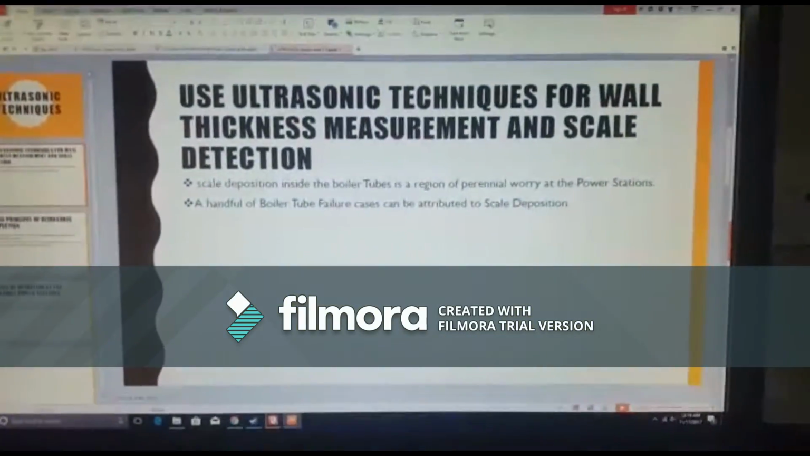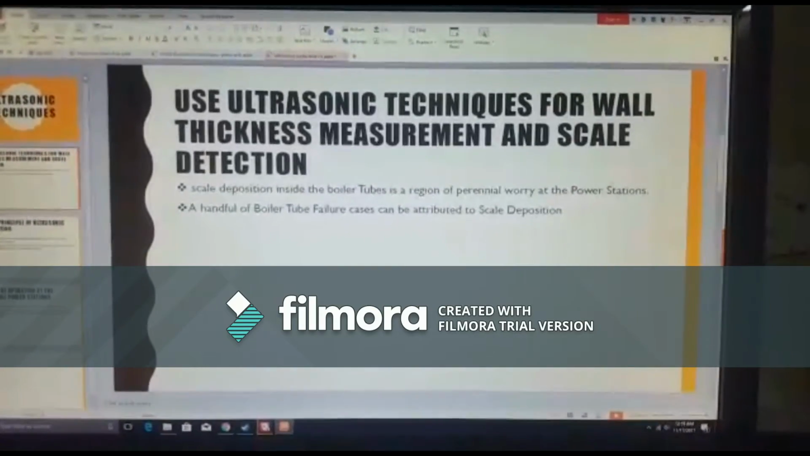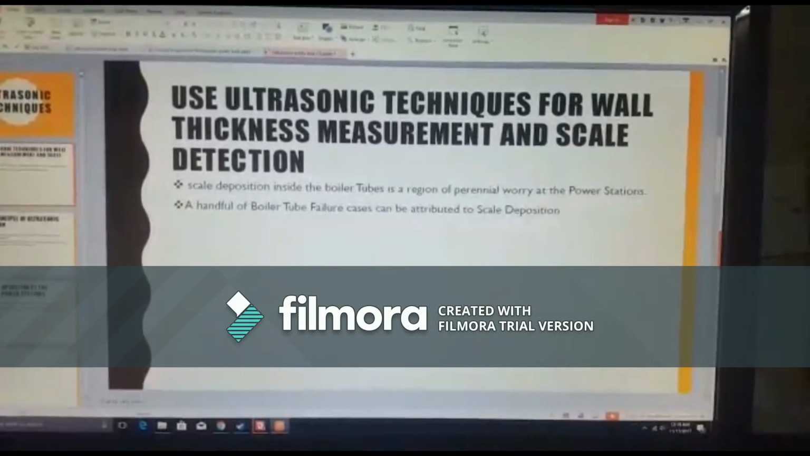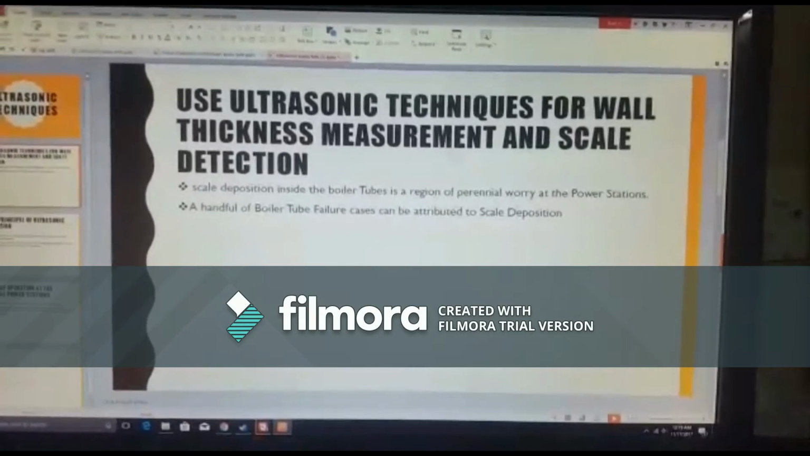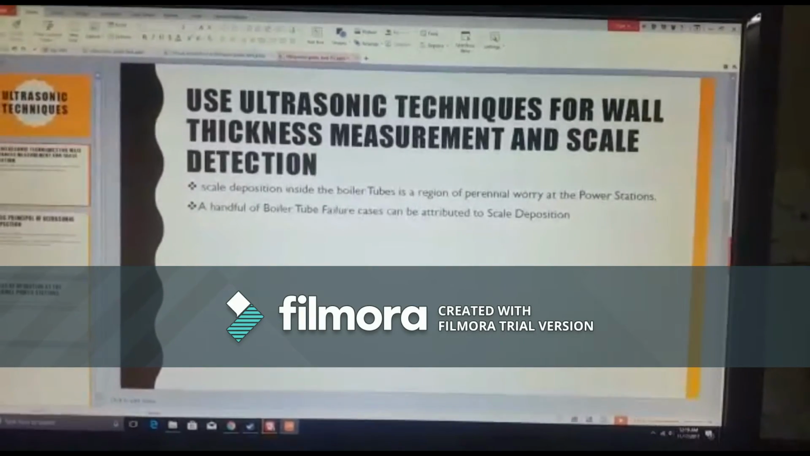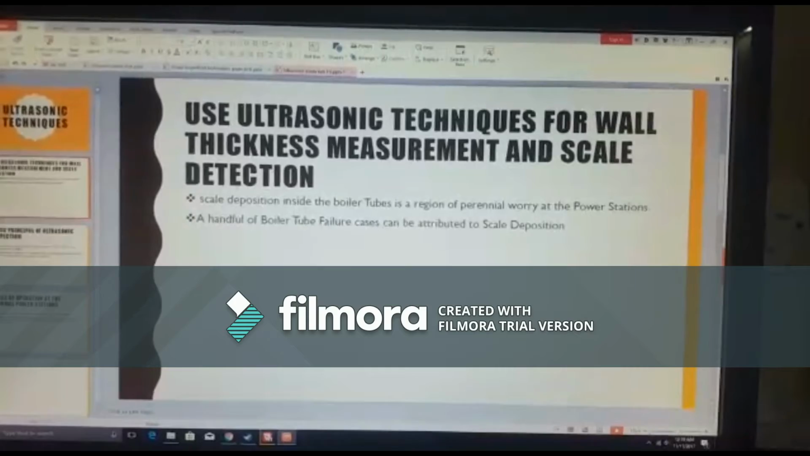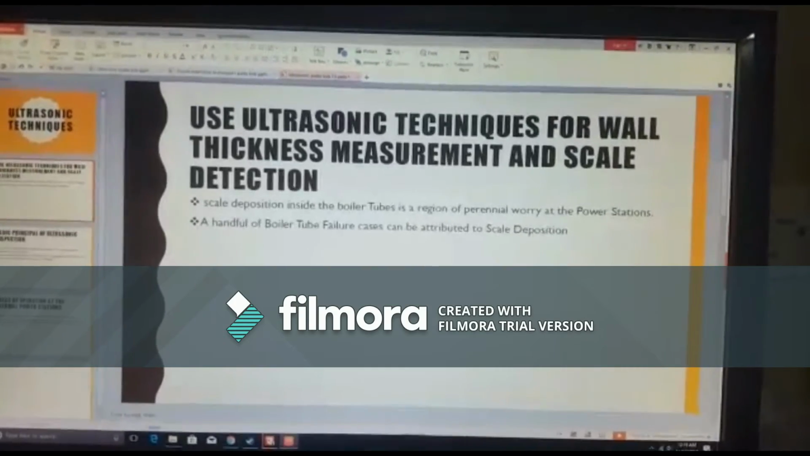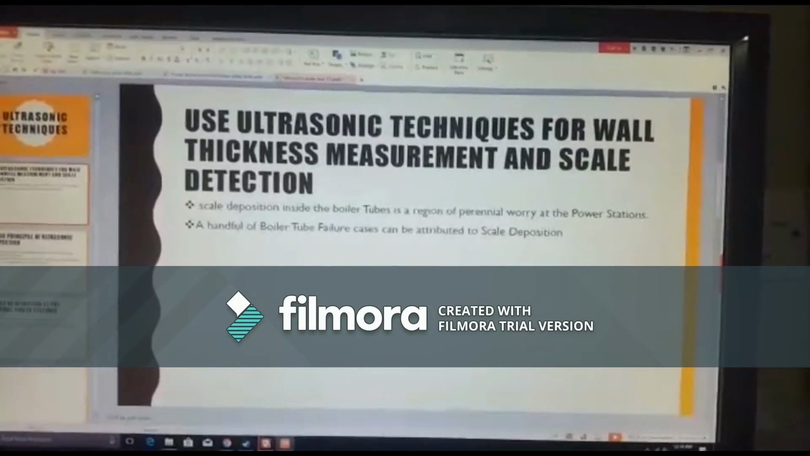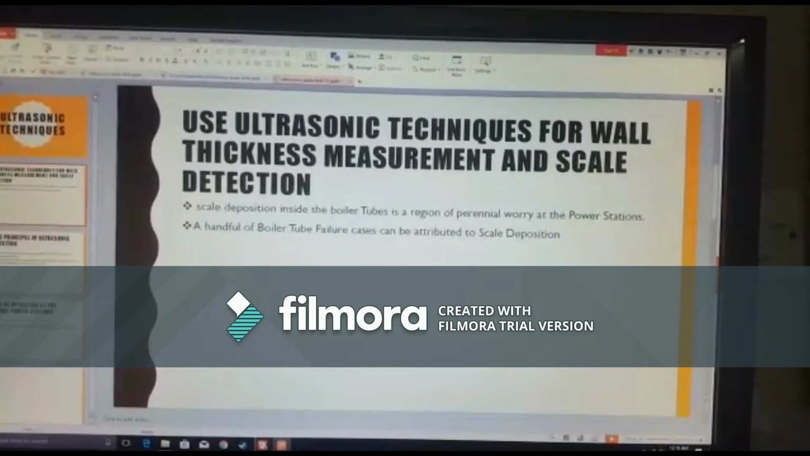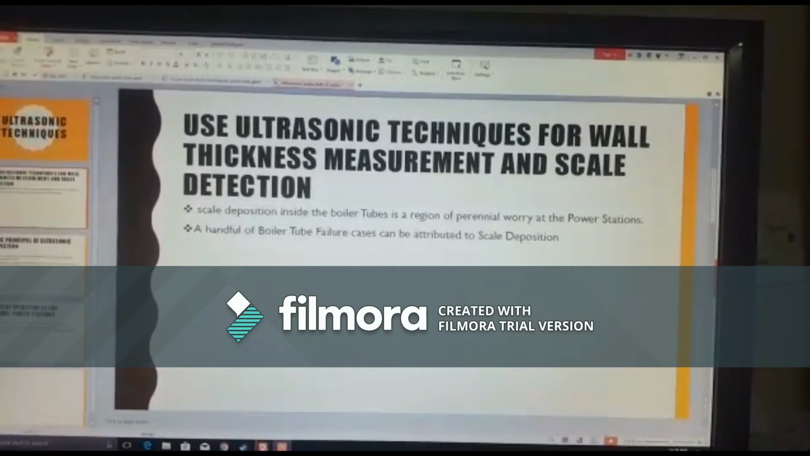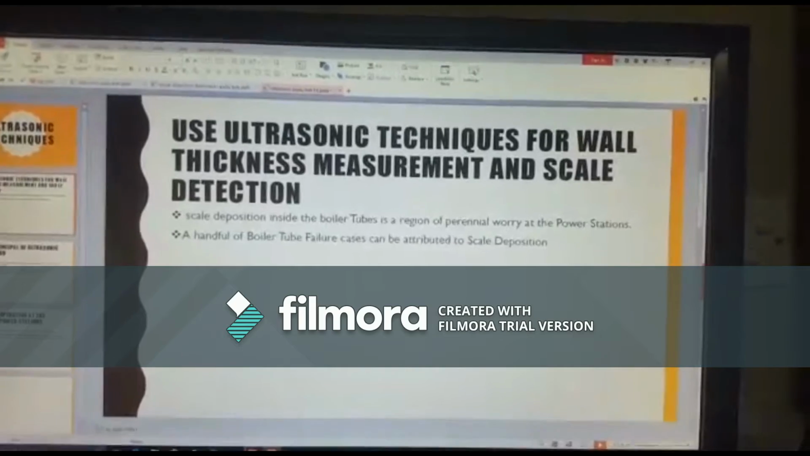Scale deposition inside the boiler tube is a region of perennial worry at the power station. A handful of boiler tube failure cases can be attributed to scale deposition. The scale is mostly composed of iron oxide and in some cases CaCO3 and certain other compounds, depending upon the chemical reaction and the nature of the water.